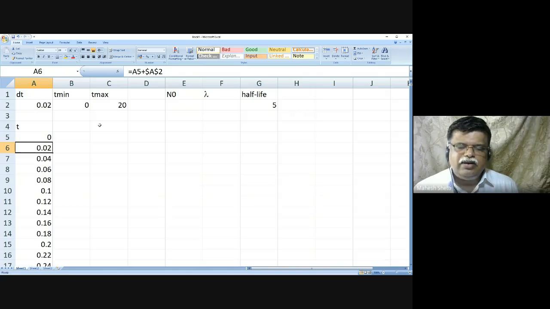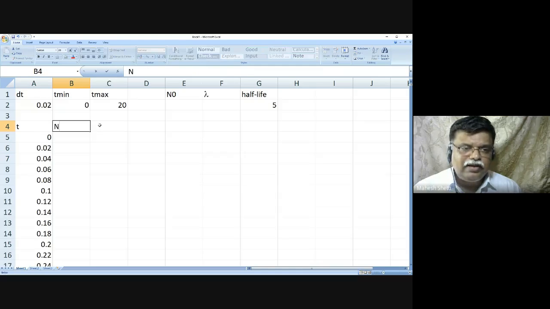Now you may say, in what way is this delta t very small, 20,000 years? As compared to the half-life, yes, it is very small. So let us calculate N here.